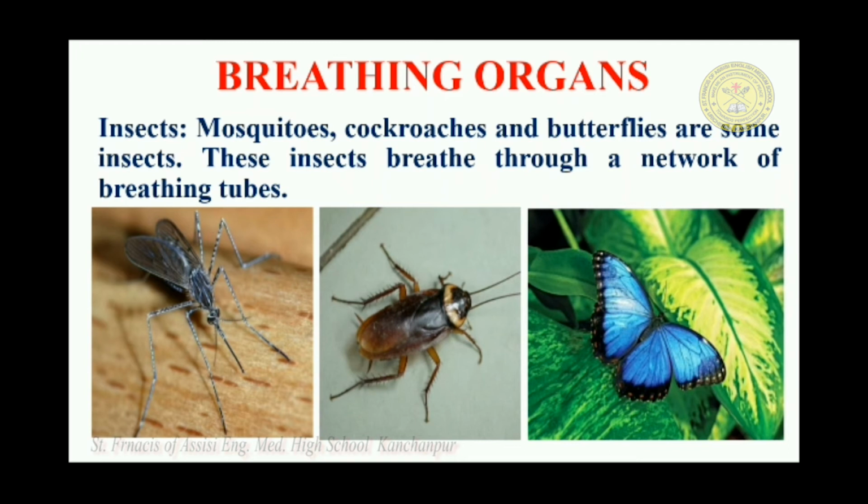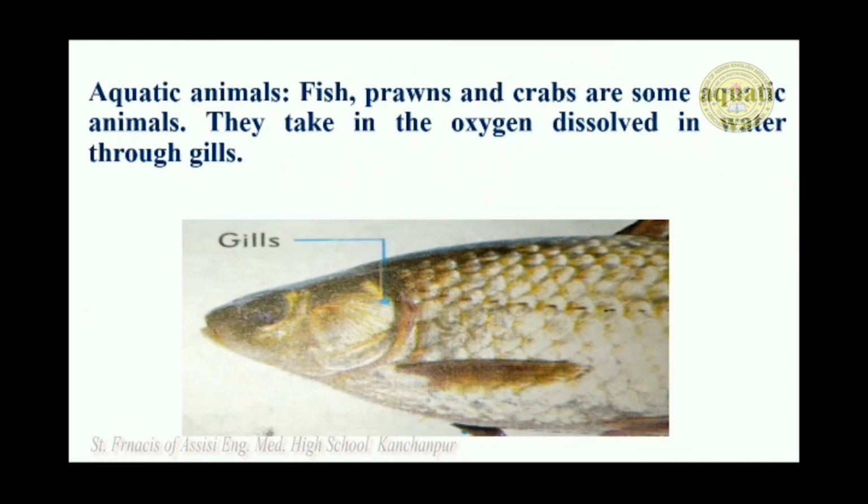First of all, let us know about insects. Mosquitoes, cockroaches and butterflies are some insects. These insects breathe through a network of breathing tubes. Air enters the tubes through tiny breathing holes that are called spiracles. These spiracles are present on both sides of their bodies. Now next is aquatic animals.